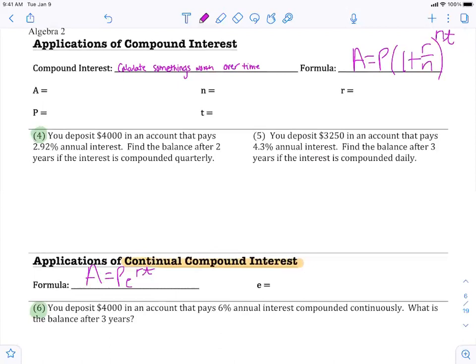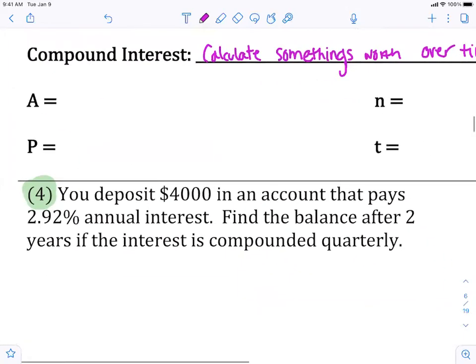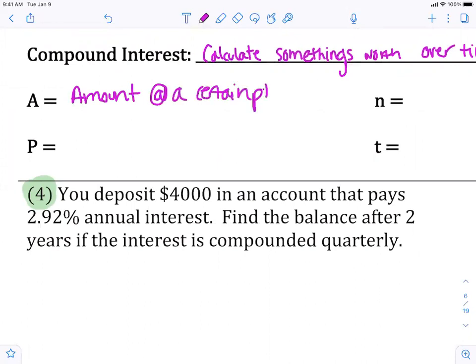So in this formula, all these different variables, they represent obviously some different things. So really this just represents the amount at a certain point in time. Usually, for example, that's like what you're trying to find. You're trying to say, I have this amount. How much is it going to be worth 10 years down the line?